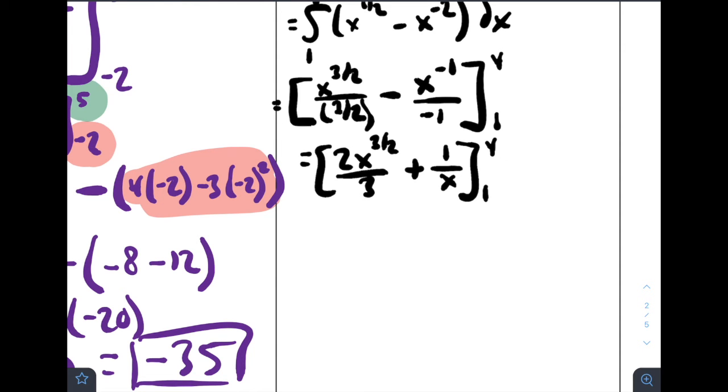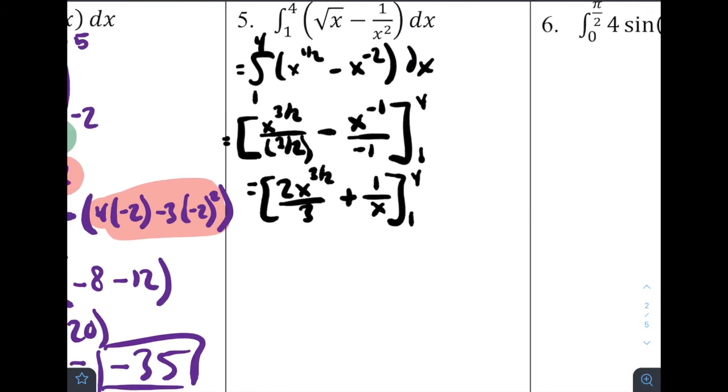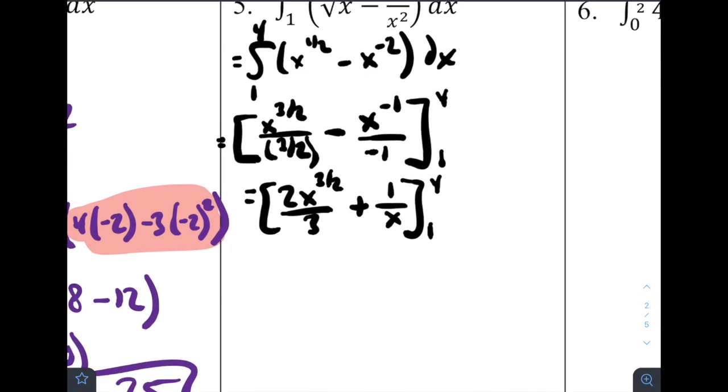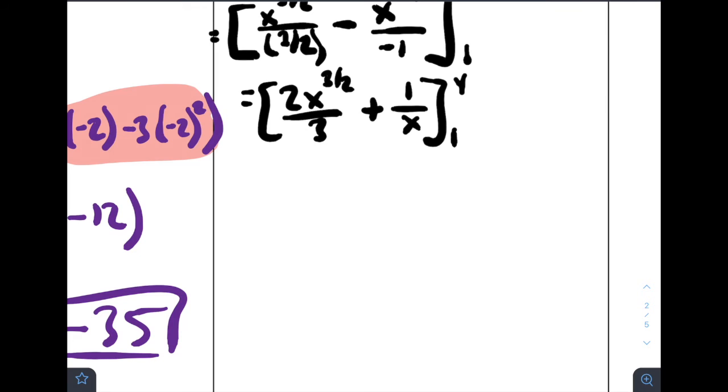And then from there, we know we need to plug in our limits of integration. This is really as simplified as we can get. My goal here is to try to do this by hand. Again, afterwards we could use our calculator to check those answers. But let's plug in the 4 first.